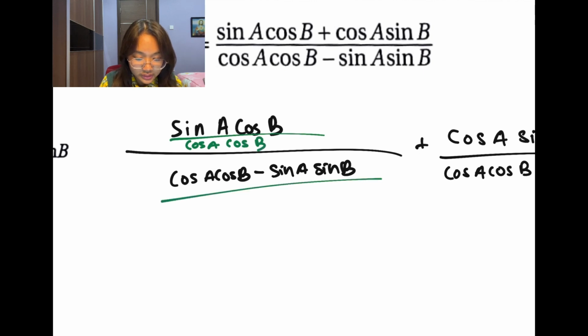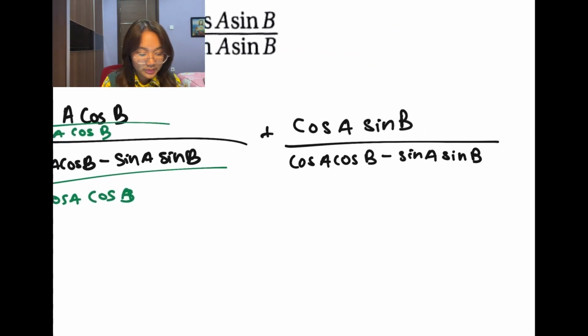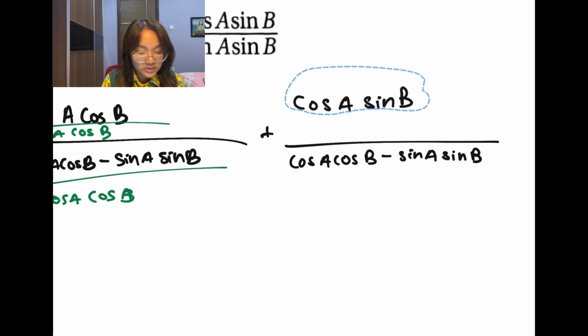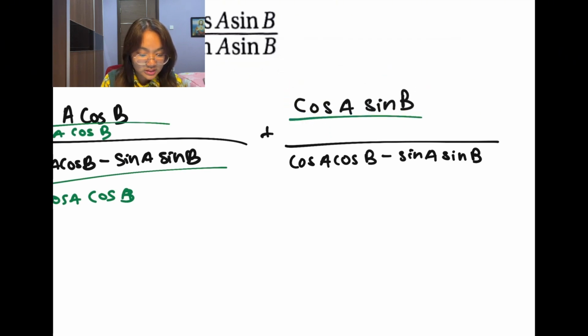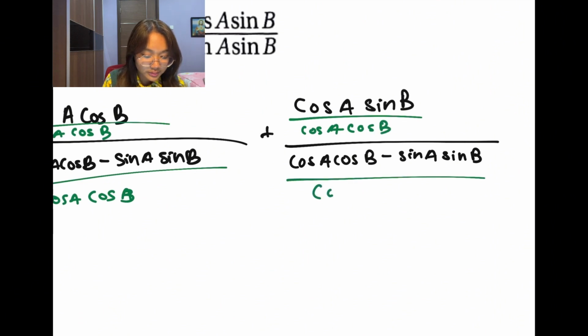The reason why we do this is because we are looking for the tan formula. And remember what I said before: to find tan, we divide sin by cos. So cos A and then cos B. To make this easier, I'm just going to move this one. So basically what we have here is cos A cos B, and this one here we're also going to divide by cos A and cos B too.